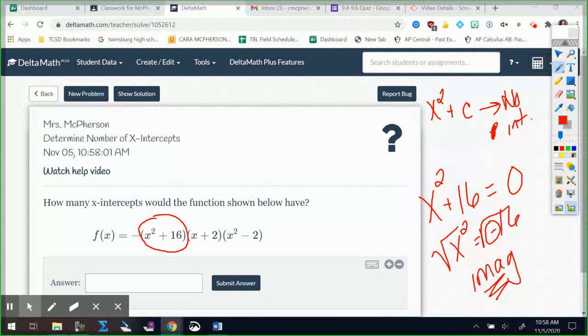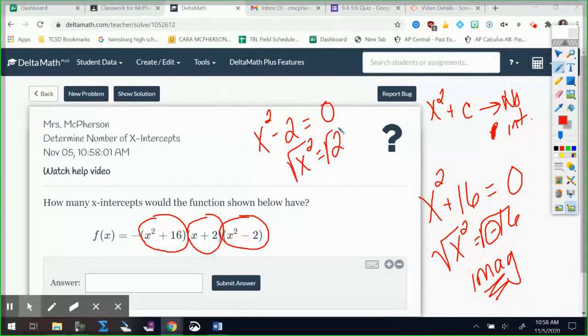Now, we do have an x-intercept that comes from this factor, x squared minus 2. You'll actually have 2 of them. Let me show you what happens when you solve x squared minus 2. If you set that equal to 0, you get x squared equals 2. Take the square root of both sides. You do get solutions here. You get plus or minus the square root of 2. So this is actually going to create 2 x-intercepts. This one is going to create 1 x-intercept, and this one's going to create none.